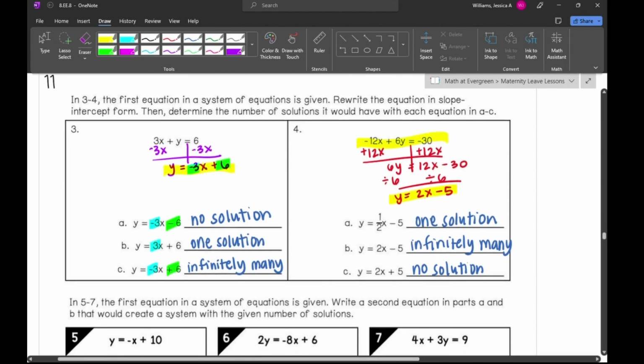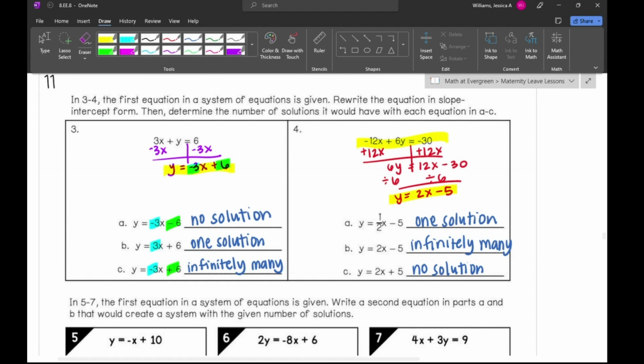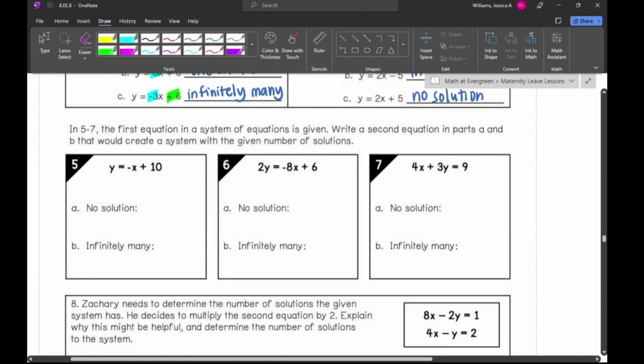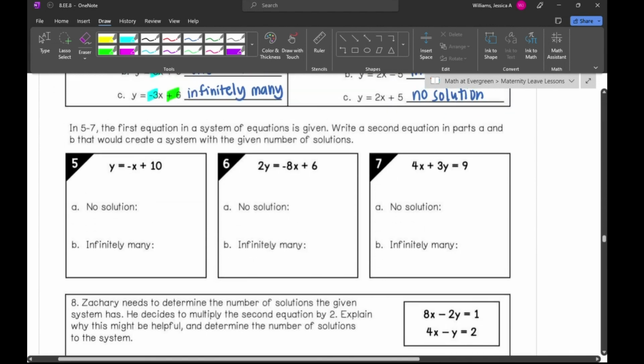Awesome. So again, you'll notice we aren't graphing these, but we're able to determine if there's one, none, or infinite because we are inspecting it. That is why this lesson is called Solving Systems by Inspection. Okay.